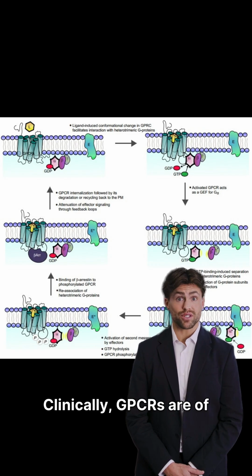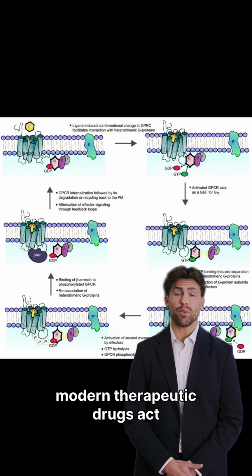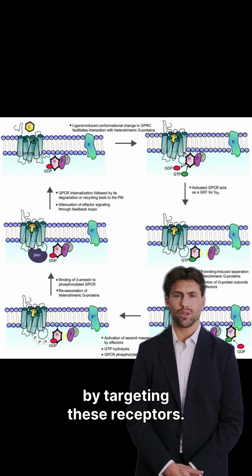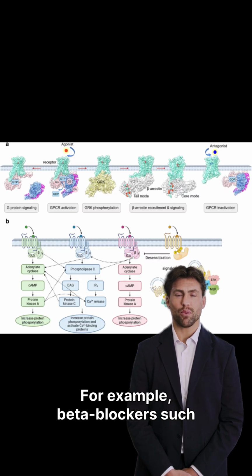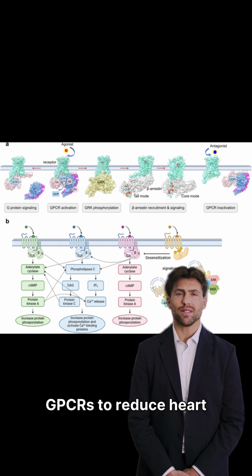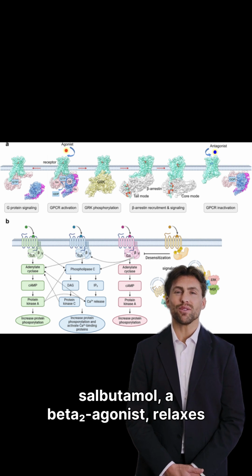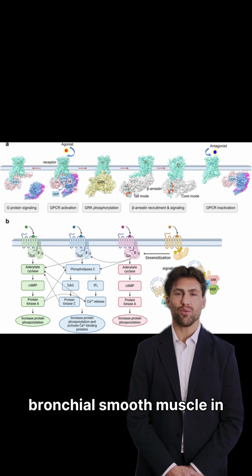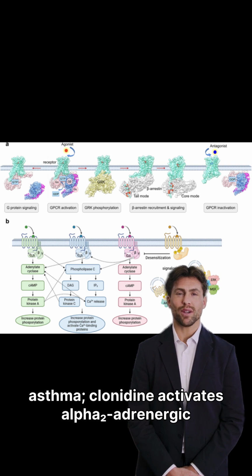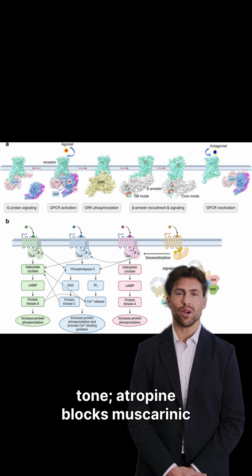Clinically, GPCRs are of immense pharmacological importance. Nearly half of all modern therapeutic drugs act by targeting these receptors. For example, beta blockers such as propranolol antagonize beta-adrenergic GPCRs to reduce heart rate and blood pressure. Salbutamol, a beta-2 agonist, relaxes bronchial smooth muscle in asthma. Clonidine activates alpha-2 adrenergic GPCRs to reduce sympathetic tone.